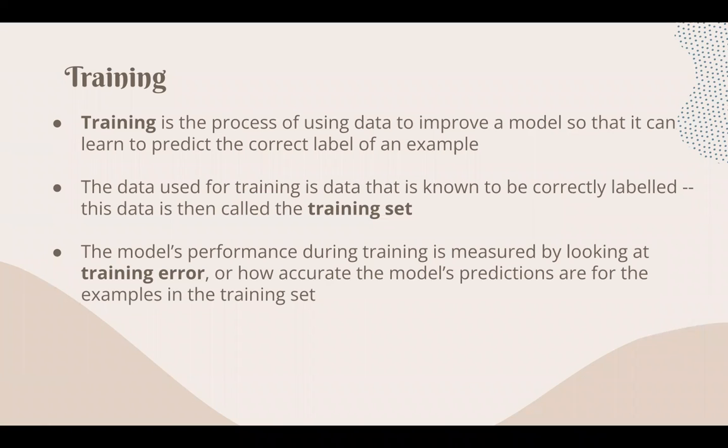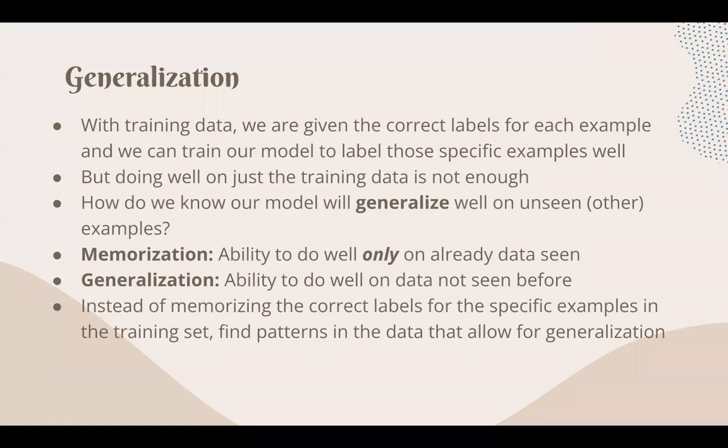The model's performance during training is measured by looking at the training error, or how accurate the model's predictions are for examples in the training set. For example, a model may predict with 90% accuracy between a grape and an apple, as we were using in the last slide.